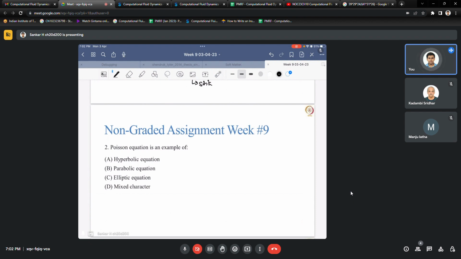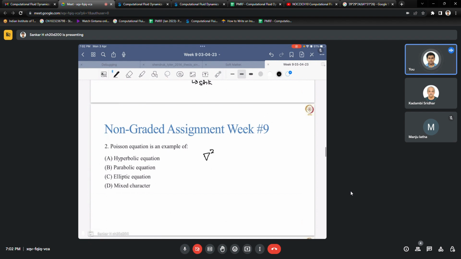Next one, Poisson equation is an example. Actually, the French pronunciation is Poisson. So, the Poisson equation, what we speak here, is an example of what kind of a system. It can be written as del square phi equal to 0, which can be expanded like dou square phi by dou x square plus dou square phi by dou y square equal to 0. This will be in 2 dimensions. So it's elliptic. Yes, it is elliptic.